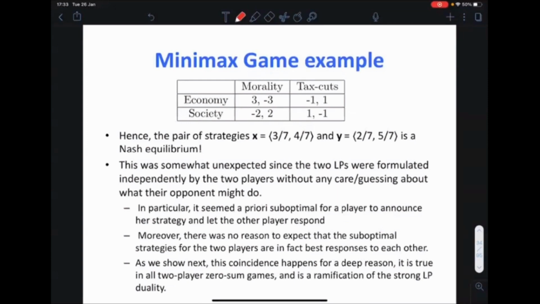And also it seems that one of them reveals their information and strategy first, and the other player responds. And in fact, they don't seem to have that sort of disadvantage like what we had in the Stackelberg bi-level game case. There's an underlying reason for that, which is the connection to the LP solution, the duality in the LP solution.